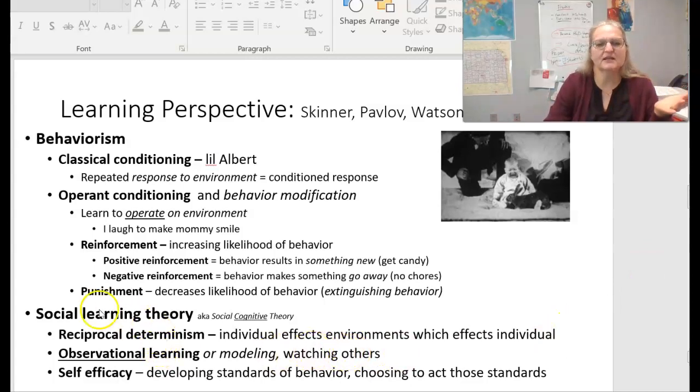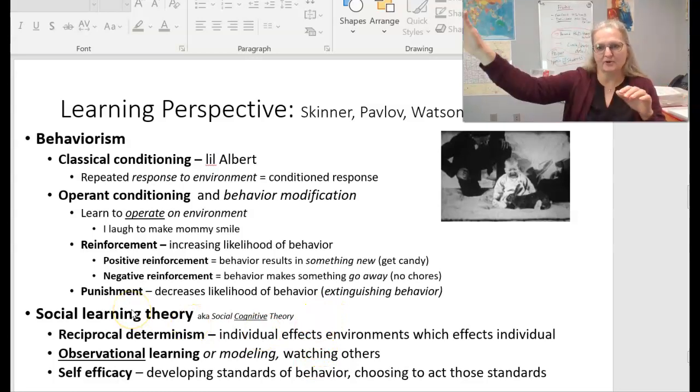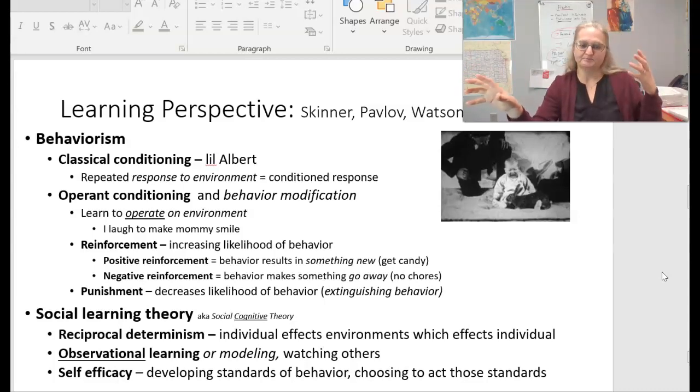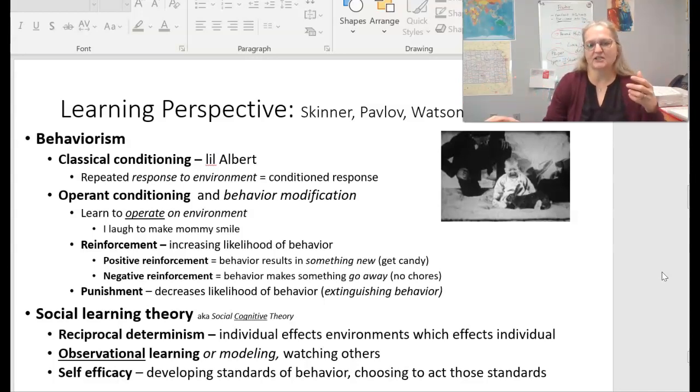Another theory that you might hear is called social learning theory. Sometimes it's also called social cognitive theory. A couple key phrases here are social, meaning other people, and learning or cognitive. Remember, cognitive means thinking, and learning is a kind of thinking. This theory says that there is a relationship between social forces, or the behaviors of others, and how I think. We have something called reciprocal determination.